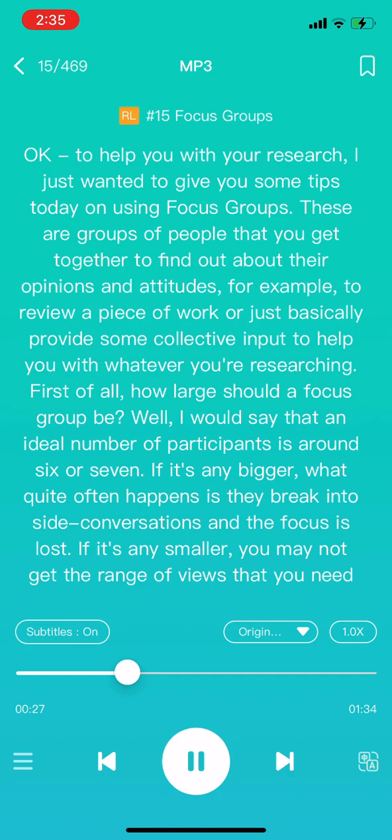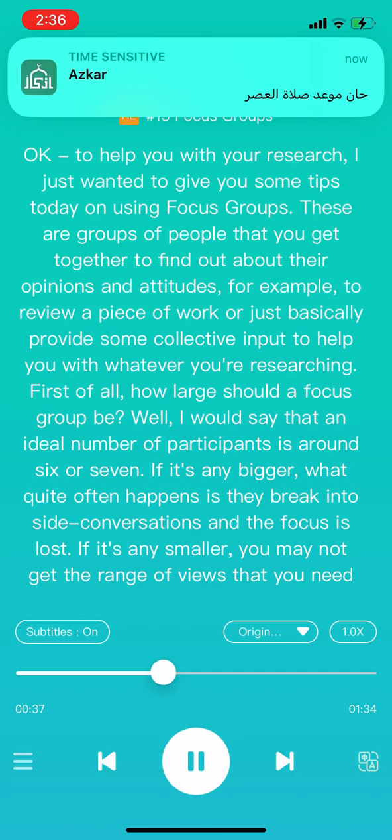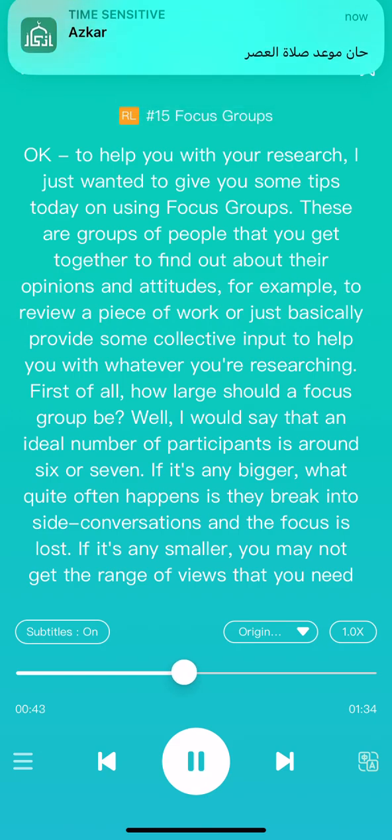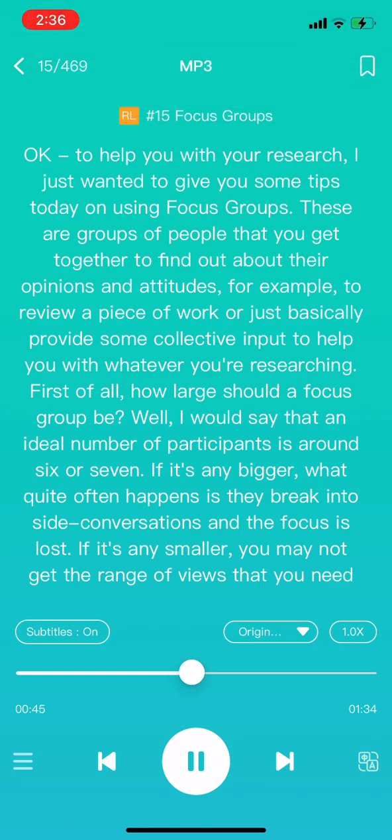Well, I would say that an ideal number of participants is around 6 or 7. If it's any bigger, what quite often happens is they break into side conversations and the focus is lost. If it's any smaller, you may not get the range of views that you need to get a really good discussion.